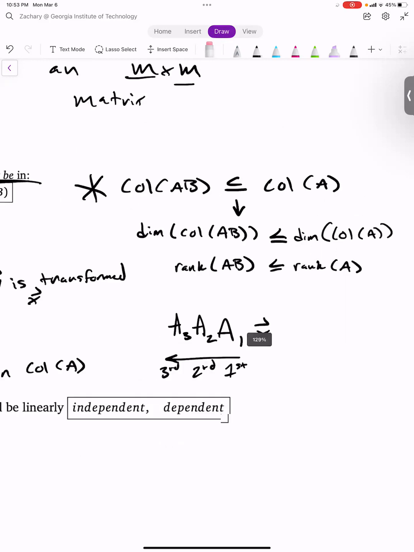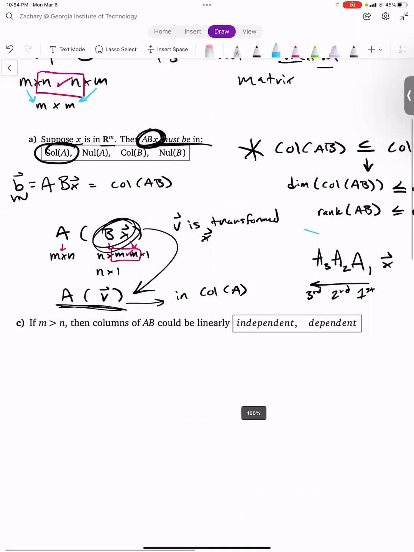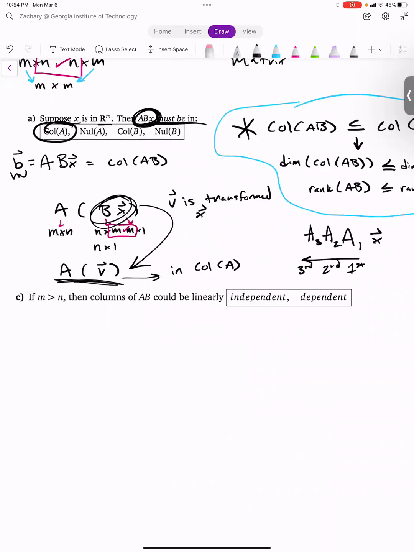These equations are going to be important, and I'm going to talk about them in the following part as well. So part B says, if M is greater than N. Before I do anything, I'm going to rewrite A and B in a form I can see better. A is a tall M by N, and B is a wide N by M, so I can see the shape of both of these.